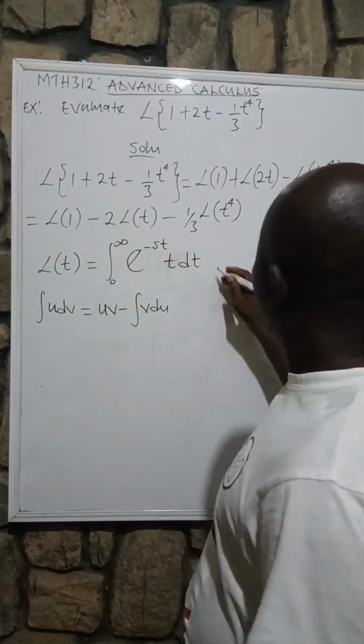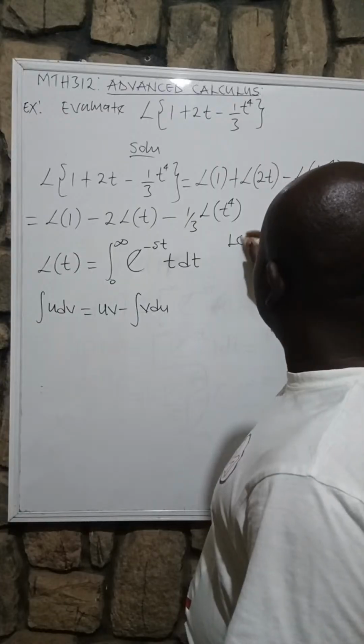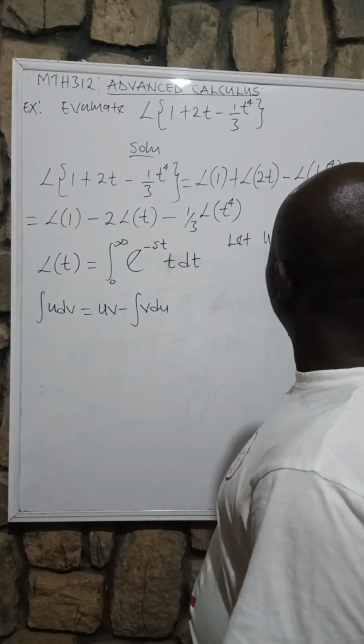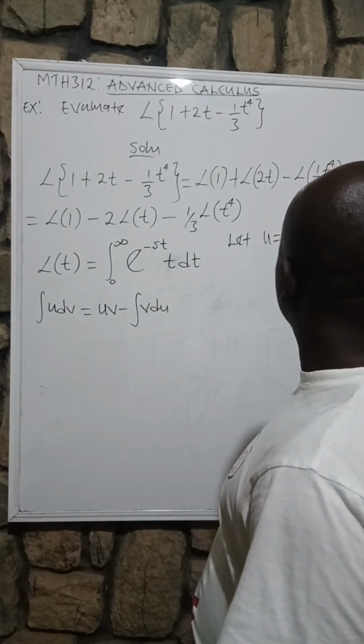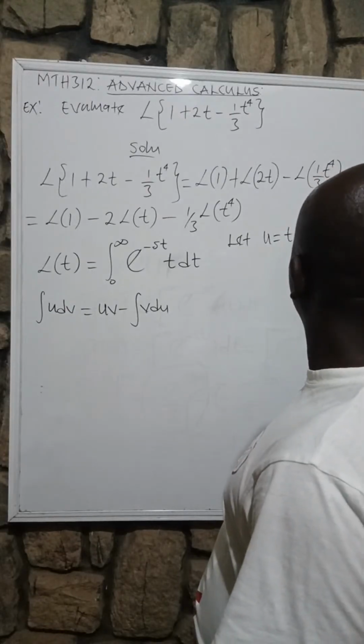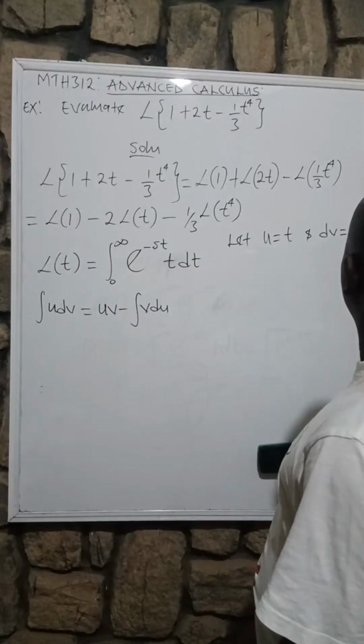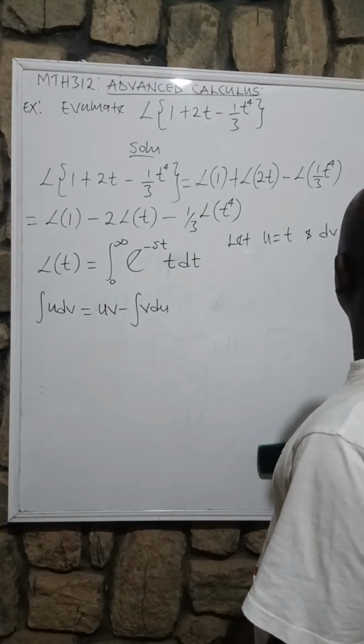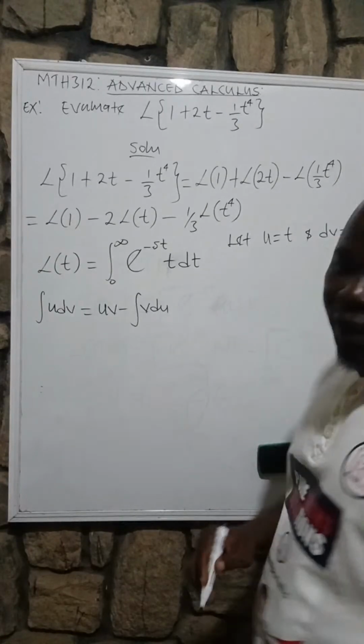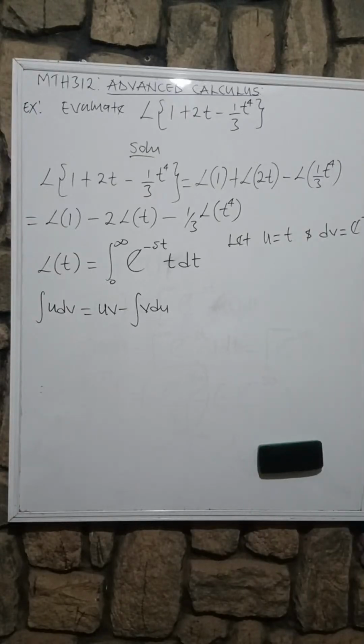So we now say let u be equal to t and v be equal to what? Exponential of minus st dt. Right? True or false? I think we did something like this.